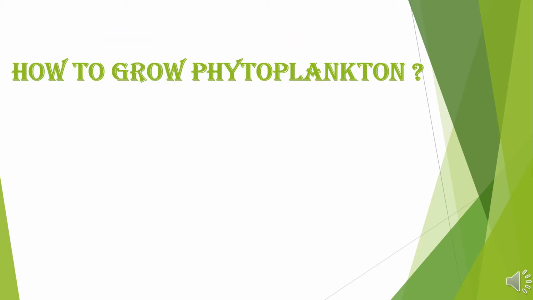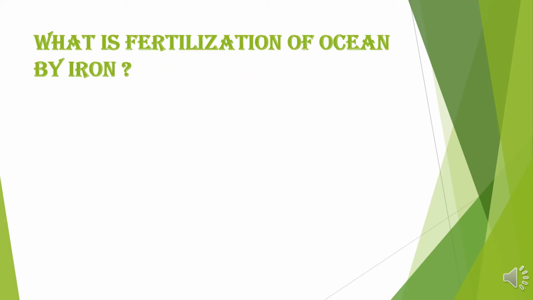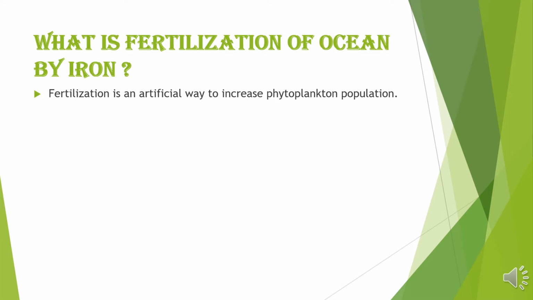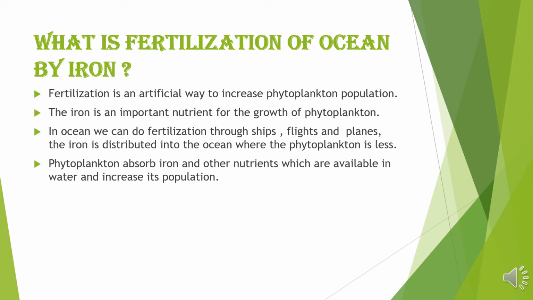How to grow phytoplankton? Fertilization of the ocean by iron is one of the best artificial methods to grow phytoplankton where it is required. What is fertilization of the ocean by iron? Fertilization is an artificial way to increase the phytoplankton population. Iron is an important nutrient for the growth of phytoplankton. In the ocean, we can do fertilization through ships, flights, and planes. The iron is distributed into the ocean where the plankton is less.